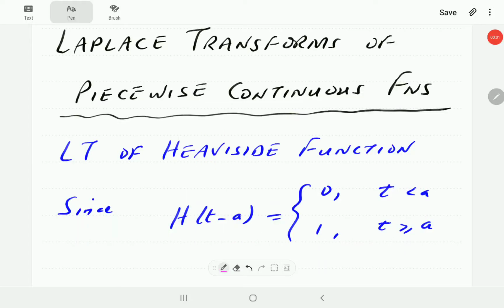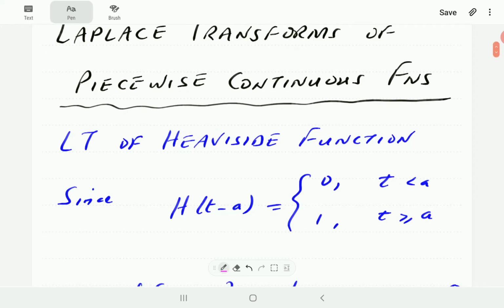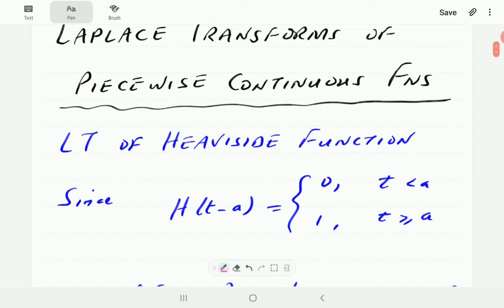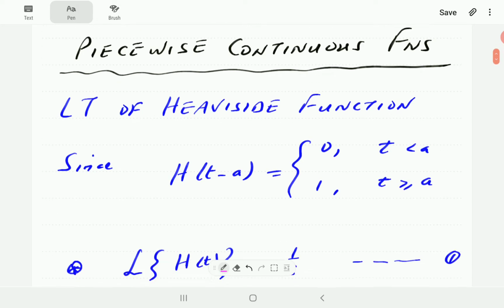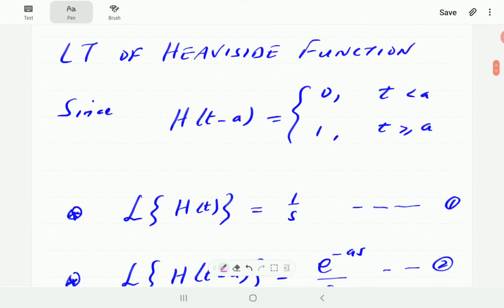Okay, in this series of videos, we're going to start looking at the Laplace transforms of piecewise continuous functions. Now, since piecewise continuous functions can be neatly expressed in terms of Heaviside functions, we're going to start by looking at some formulas, in fact, three formulas of the Laplace transforms of functions that involve the Heaviside function.